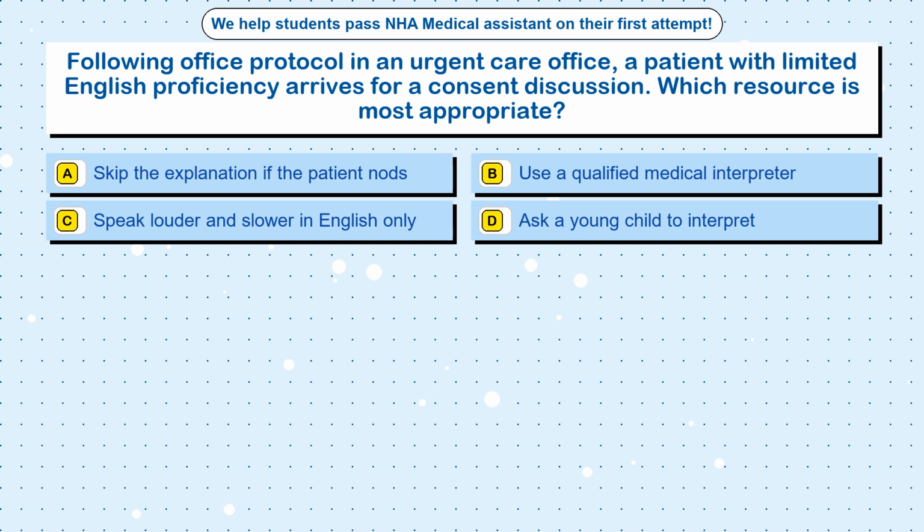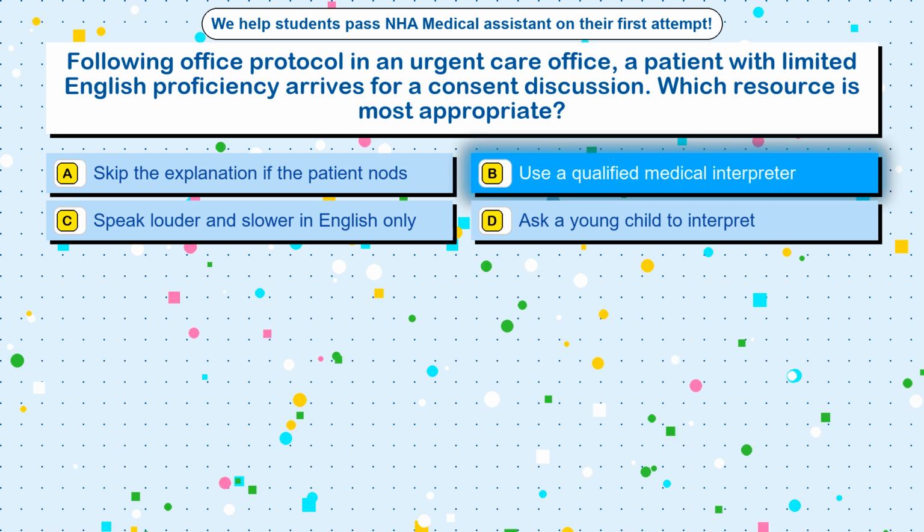Option A, skip the explanation if the patient nods. Option B, use a qualified medical interpreter. Option C, speak louder and slower in English only. Option D, ask a young child to interpret. The correct answer is option B, use a qualified medical interpreter.